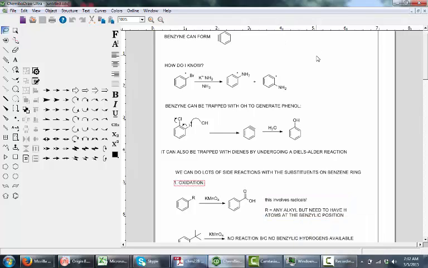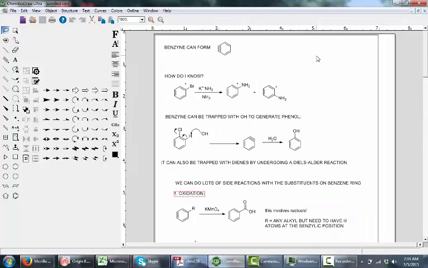Alright, so what we're going to talk about today is sections 16.8 through 16.10 in the book. 16.8 talks about benzyne. So this is benzyne over here. It's an alkyne inside a benzene ring. This is, as you might imagine, a really strained alkyne. It can form in the context of certain reactions. It is much too reactive to be isolated, but it certainly can form.